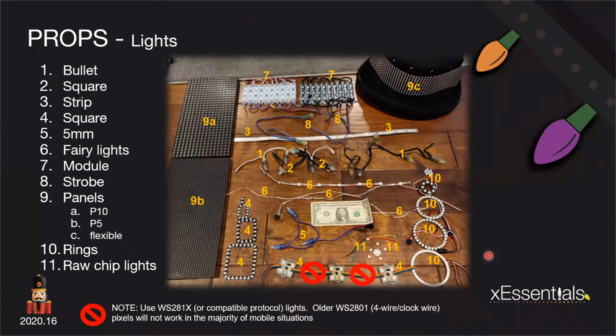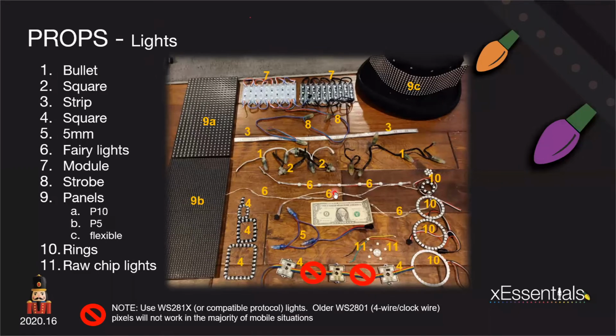So the lights don't really matter. The only thing I will say, I'll read this first, is use WS281X or WS2811, WS2812, 12Bs, 15s, something that's a 3-wire protocol for your mobile props. It just makes it easier for what I'm about to show you. The older WS2801 4-wire, clock wire pixels don't really work because the smaller controller that you want to use isn't able to handle 4-wire control. So that's why I've got this no down here, even though I've got it listed.